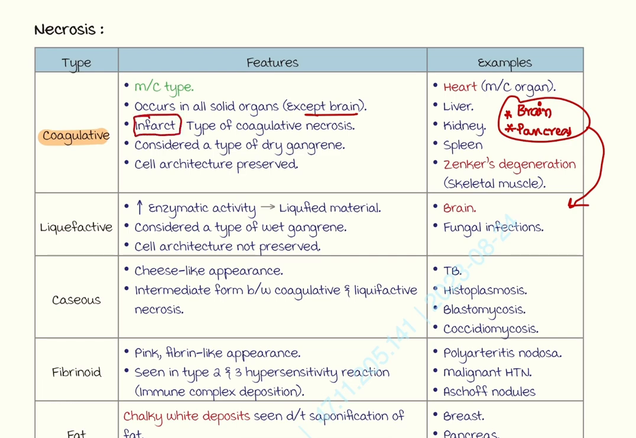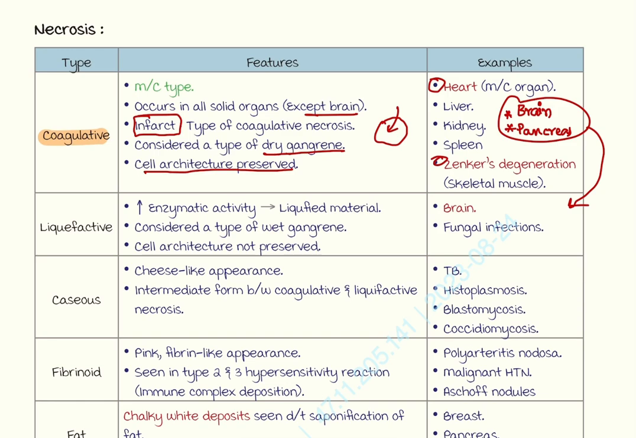This coagulative necrosis has a typical margin also. Inside this margin, the area is actually necrosed. It is considered as a type of dry gangrene, and the cell architecture is preserved. That is what I told. The most common organ where you will get coagulative necrosis is the heart. Also you can remember Zenker's degeneration that happens in skeletal muscles. So this is what is important.